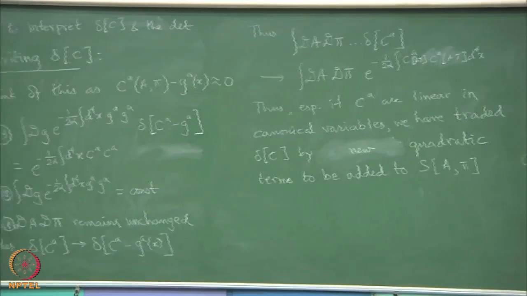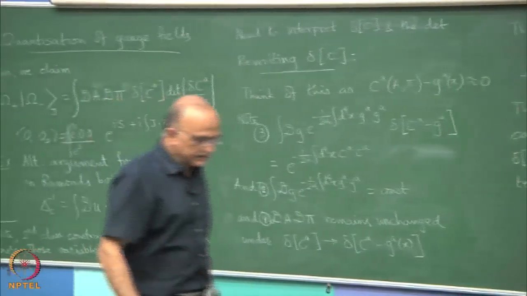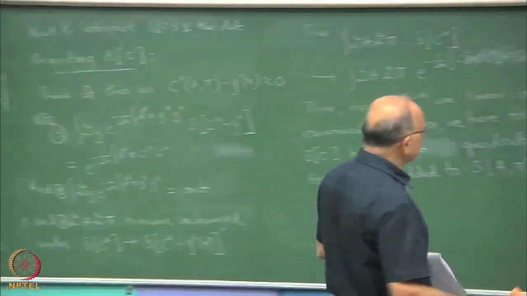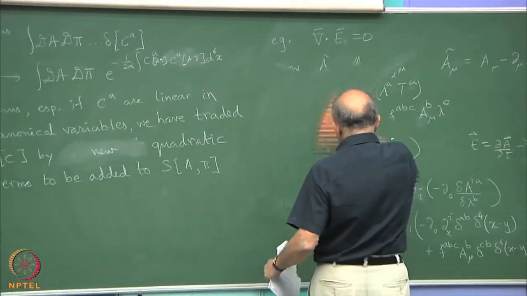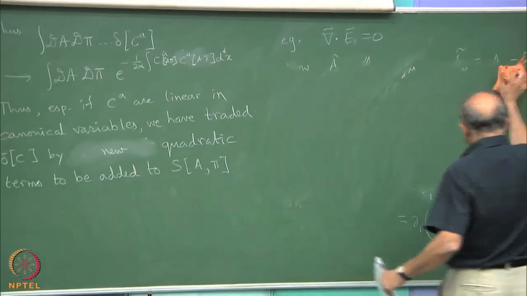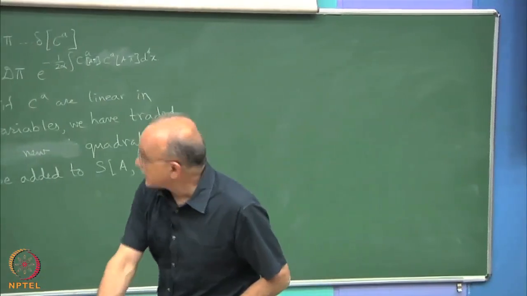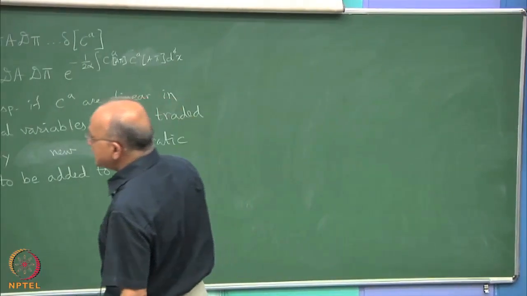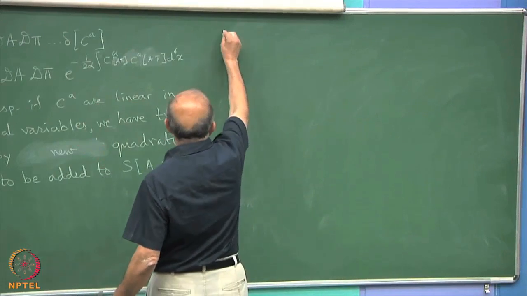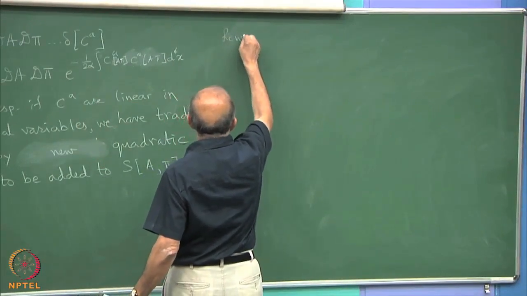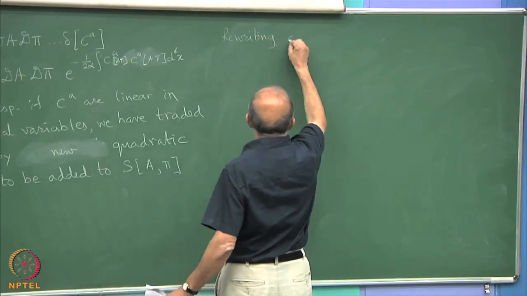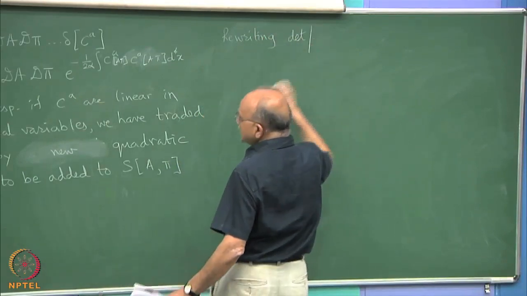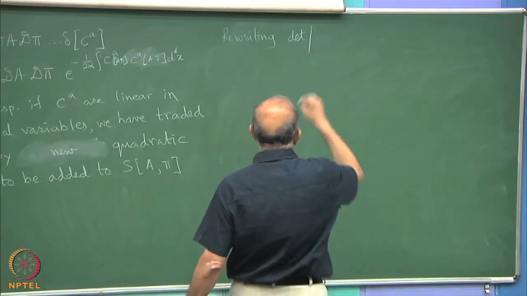The other one has a really bizarre story, and that is where the Russians come in, and we will only start it today and complete it next time. So rewriting delta of d c by d lambda.